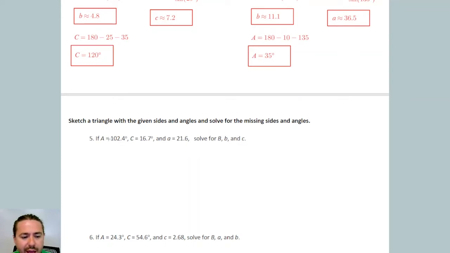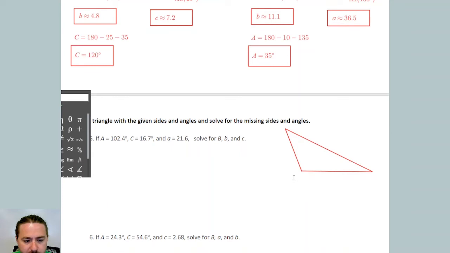So let's see here. We got angle A is 102.4. So as I sketch this, my angle A, I'm going to make it a little bit more than 90. So like this would be a 90-degree angle. It's a little bit more than that. So I'm going to move it out here. And I will label it with 102.4 degrees. Angle C is going to be 16.7 degrees. And side A is going to be 21.6.